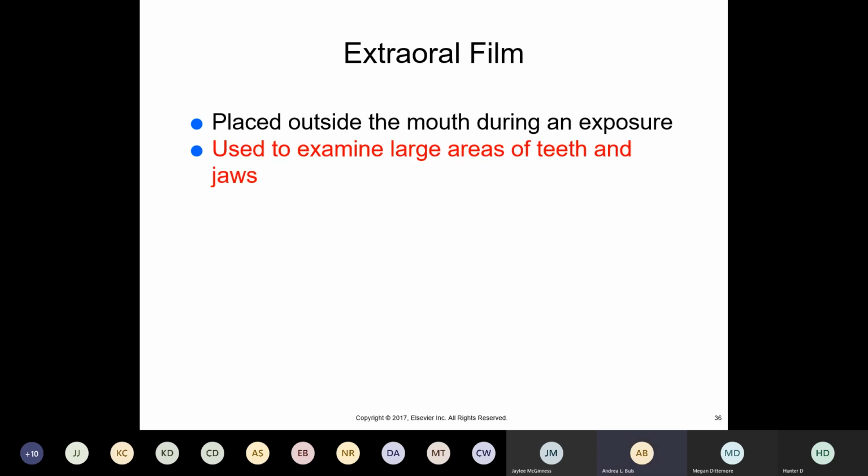Extraoral film is exactly what it states. It's placed outside of the mouth during an exposure. So that would be like a panoramic x-ray or a cephalometric x-ray. And these are used to examine large areas of the teeth and jaw all on one image.